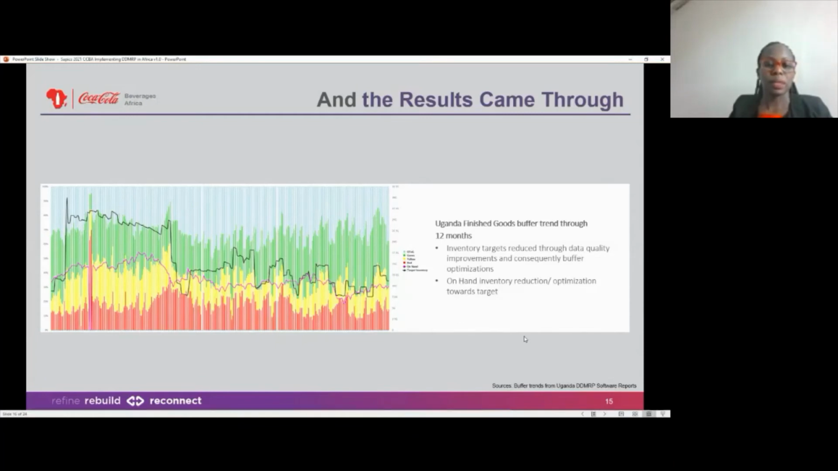So that has improved because of data quality and, of course, buffer optimizations that are ongoing. So the cleanup has to consistently happen for you to realize accuracy in this system.